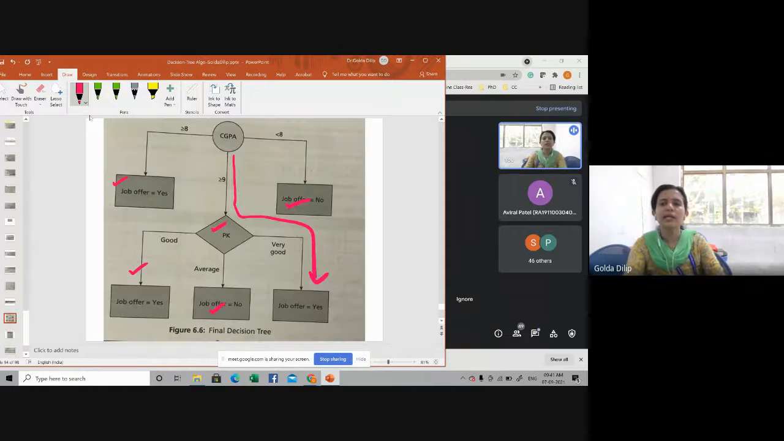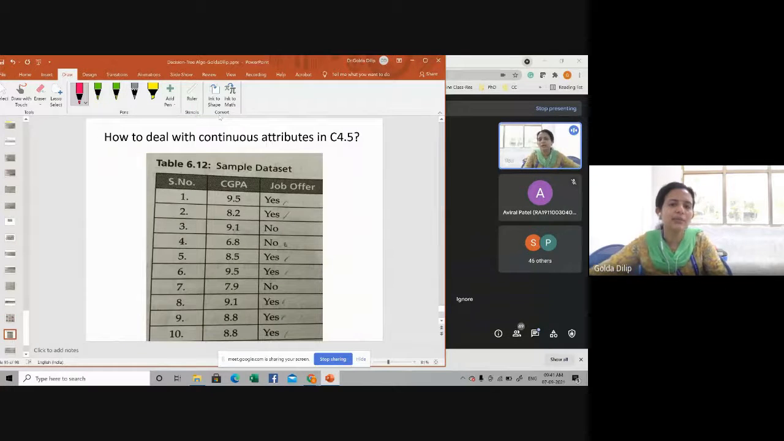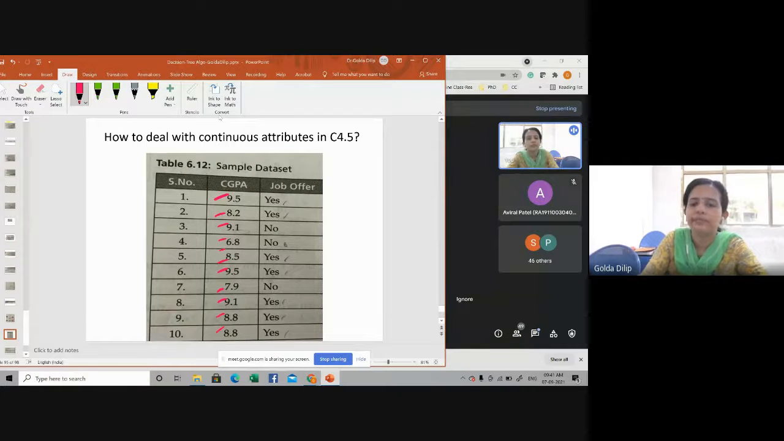It was given as greater than or equal to 8, less than 8, and greater than or equal to 9. It was not given as a continuous attribute. So now let me give it as a continuous attribute. These are the CGPA values which are being given. So how do I take care of this?